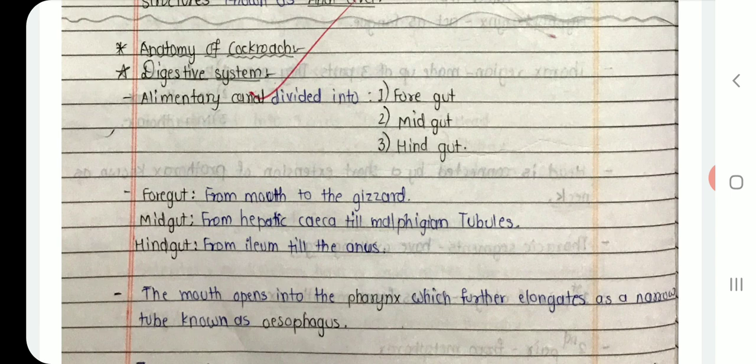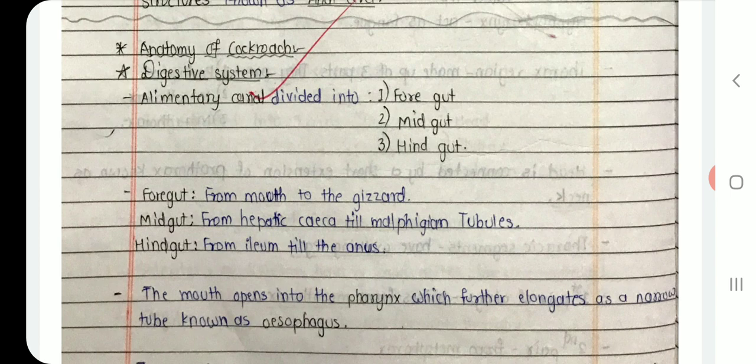We have already seen the morphology of the second animal, that is cockroach. Today we are going to start with the anatomy of cockroach. So first, in the anatomy part, we are going to see several systems which are present in the body of the cockroach, right? So the first system is the digestive system.